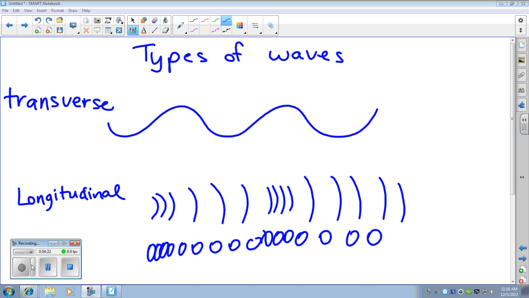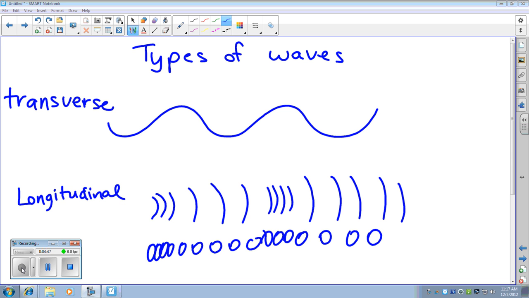In a longitudinal wave, we consider this more of a compression wave. And so what we're seeing is not only motion that's going from left to right, but also the energy transfer from left to right. And as a result, we would say that the motion of the particles in the medium is along the same line, or parallel to the direction of propagation.